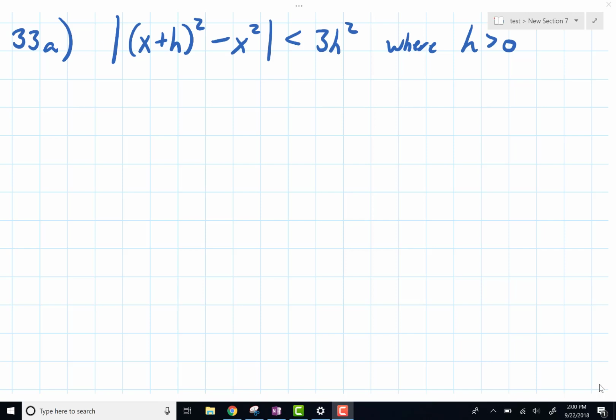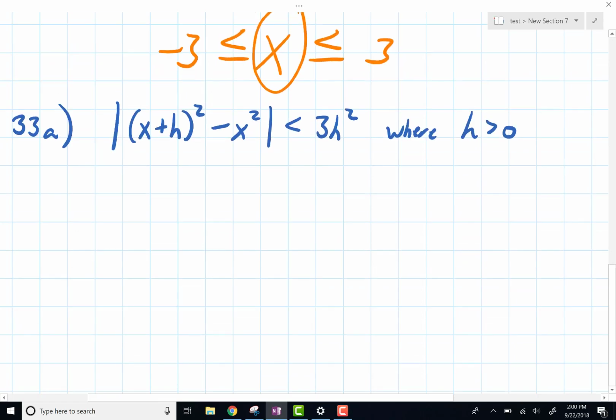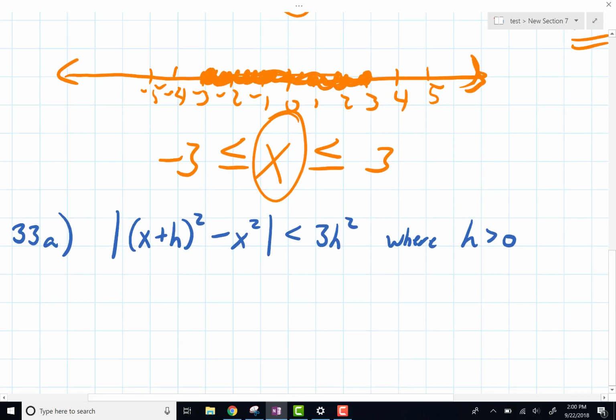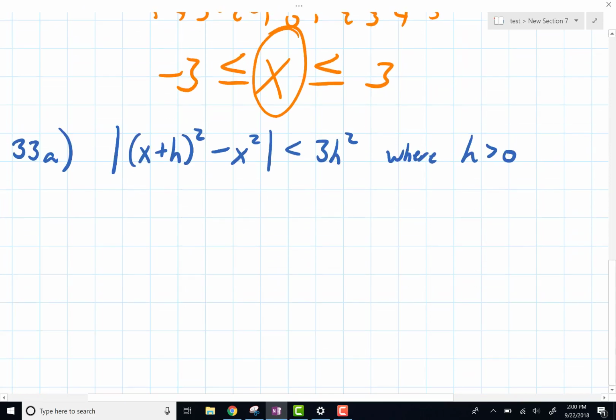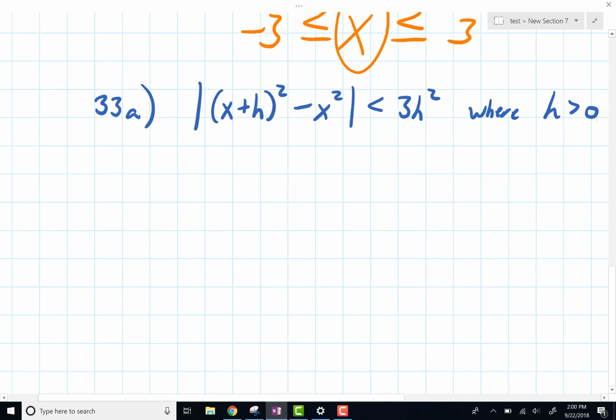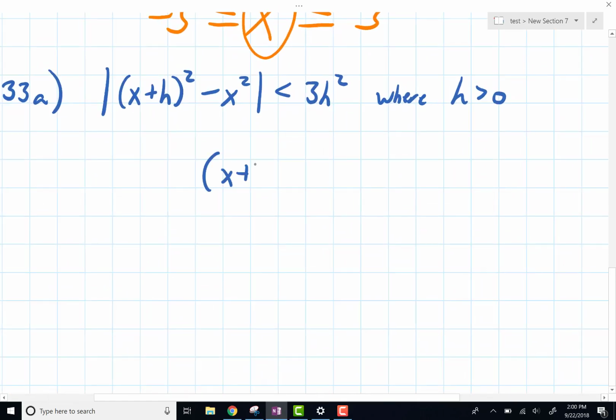All right, so the first one you have for us is a doozy, but it's no different than what we said we were going to do. So if I see a less than and the absolute value is all alone, I'm going to go ahead and make this less than sandwich. I'm going to say that this inside part, this x plus h squared minus x squared, is going to be sandwiched between a positive 3h squared and a negative 3h squared.